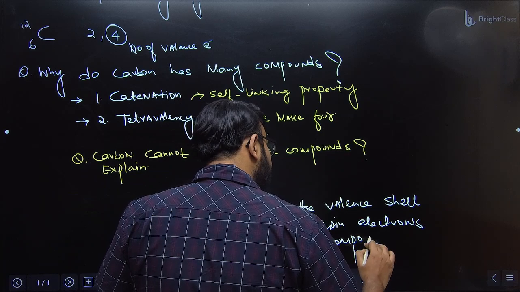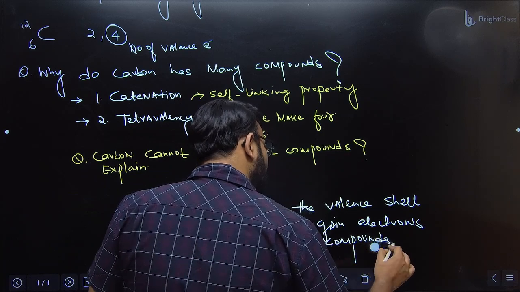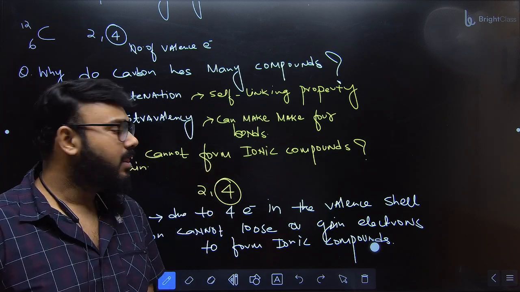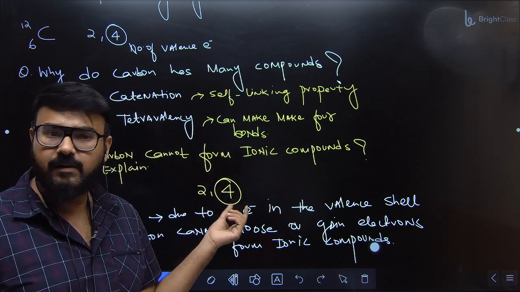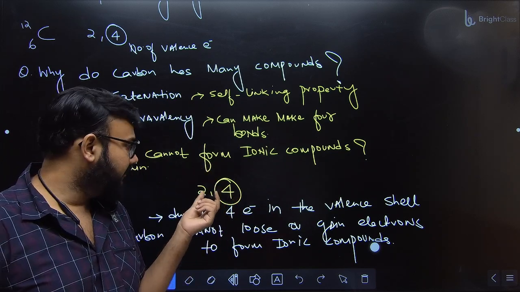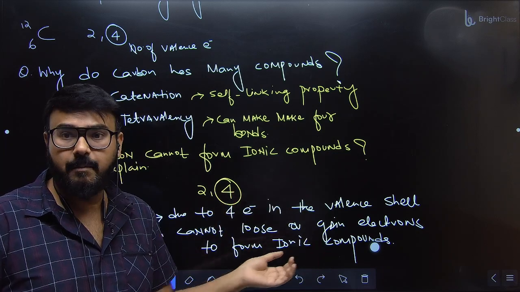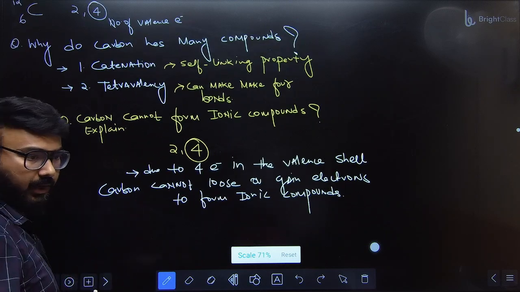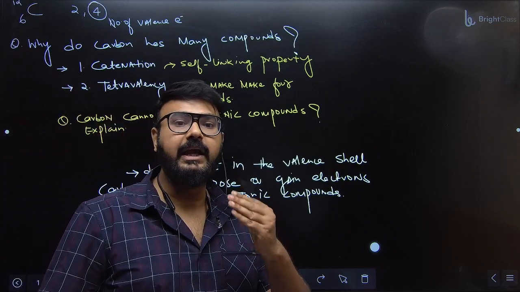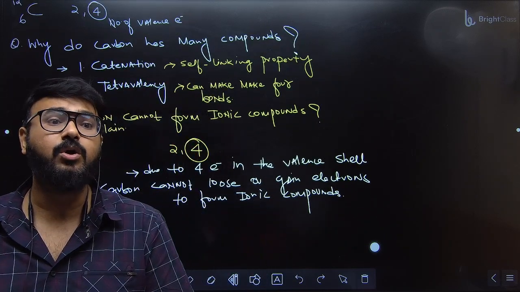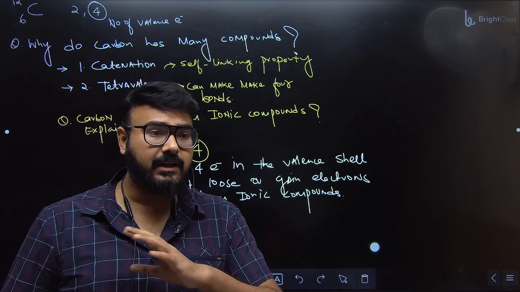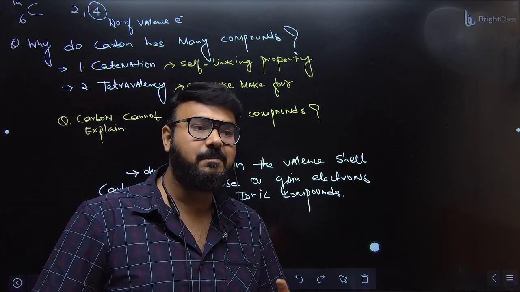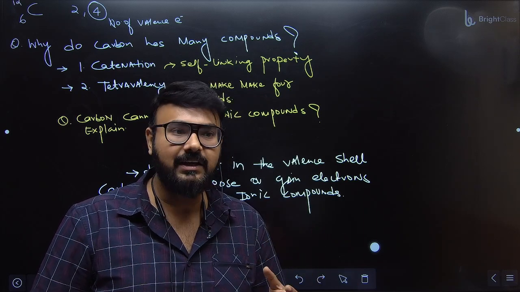Now the question arises, why can't carbon lose 4 or gain 4 electrons? If it loses 4, it will become a noble gas. If it gains 4, it still becomes a noble gas. But it can't do that. Why? Because gaining 4 electrons takes up a lot of energy, which is practically not possible. Similarly, losing 4 electrons also takes up a lot of energy, which is practically not possible.